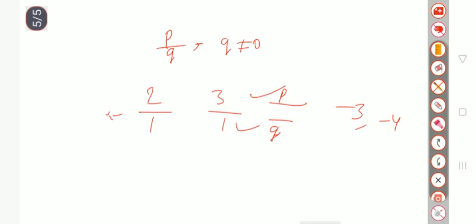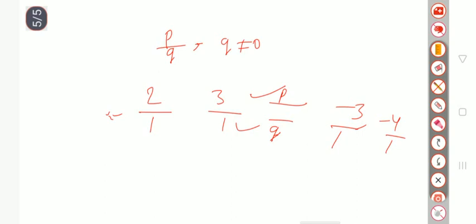Many will ask why it is rational. It is not of the form p by q, but it can be put in the form p by q. Just add denominator 1. Here also put denominator 1, because minus 4 by 1 is also minus 4 and minus 3 by 1 is also minus 3. Okay, so you don't have to confuse between these integers and rational numbers. All the integers are rational numbers.